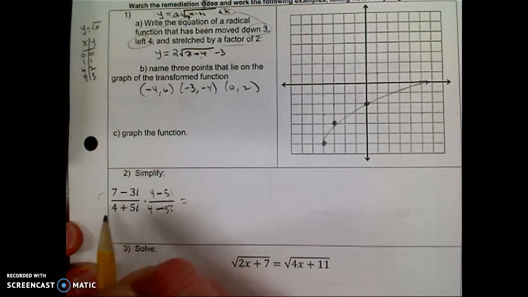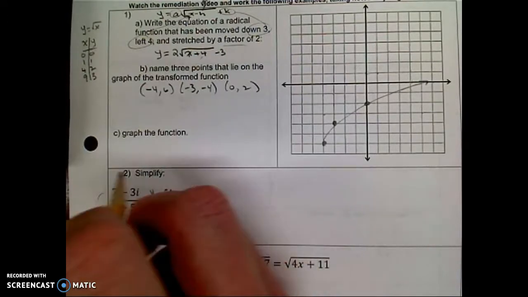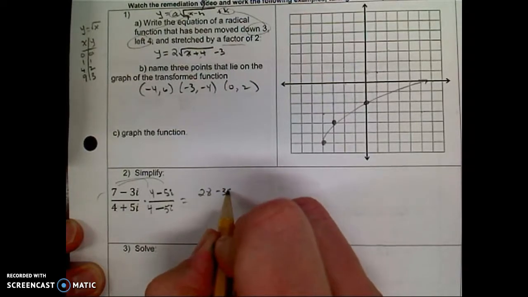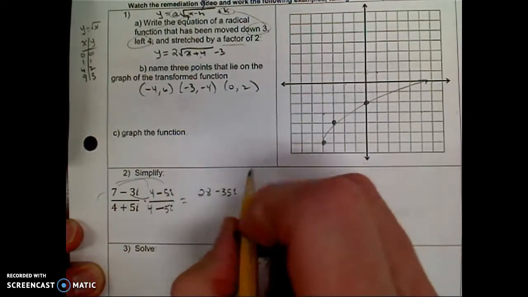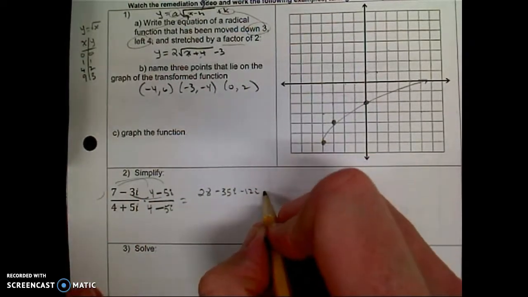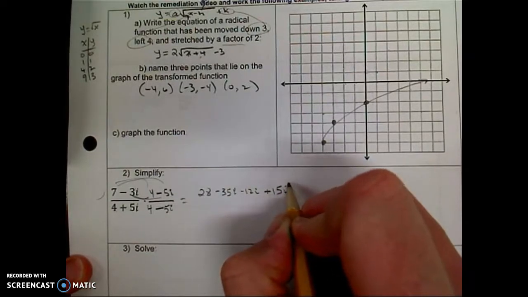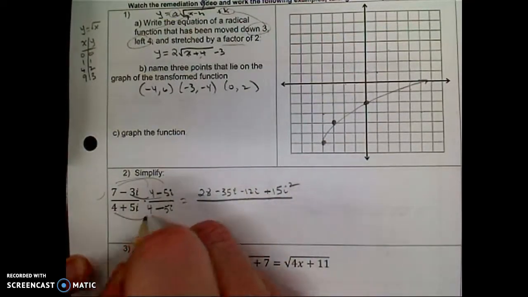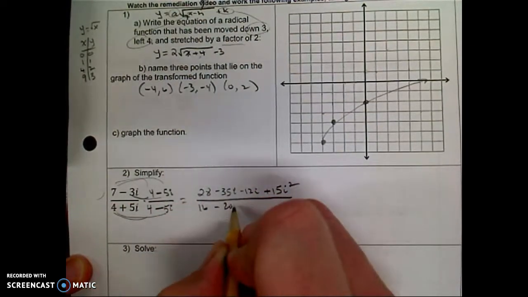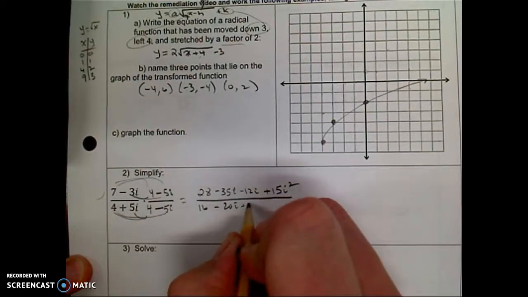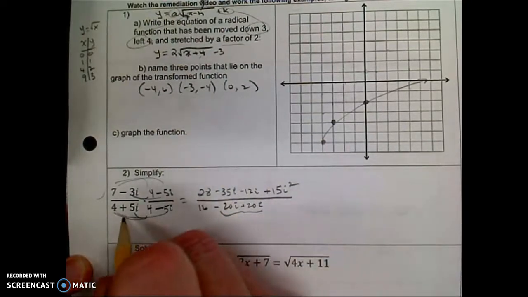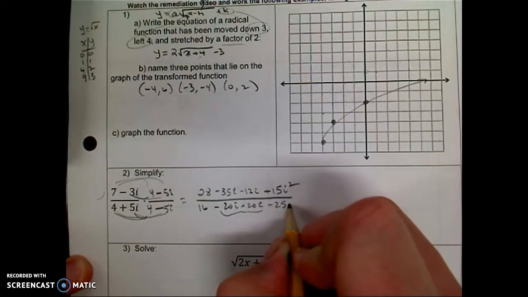Now I have more or less the same as multiplying two binomials. So 7 times 4 is 28. 7 times negative 5i, negative 35i. Negative 3i times 4, that's negative 12i. Negative 3i times negative 5i, that's positive 15i squared. Denominator, 4 times 4, 16. Look what happens here. 4 times negative 5i, negative 20i, and then I'm going to have a positive 20i. These two terms are opposite, so they'll sum to 0, and then negative 25i squared.